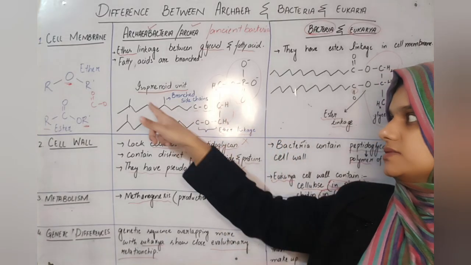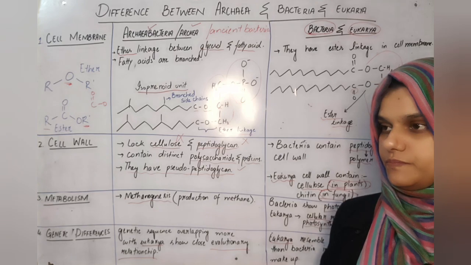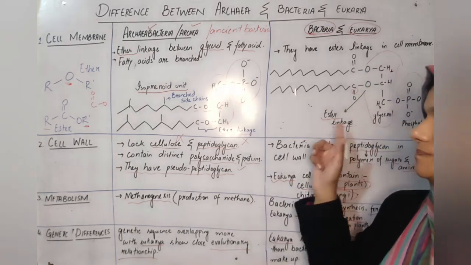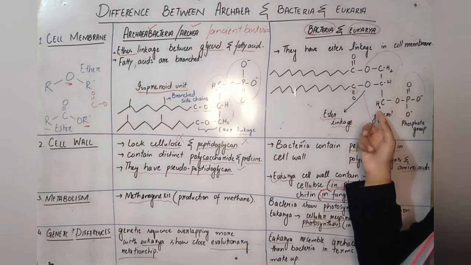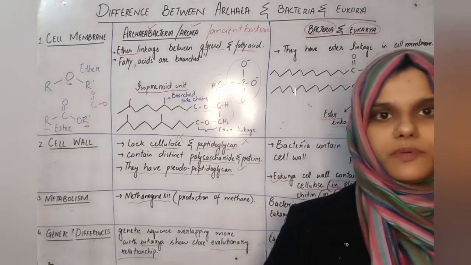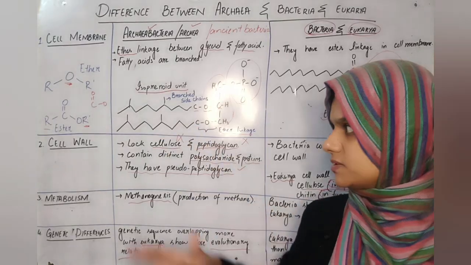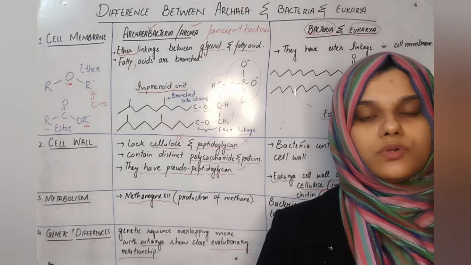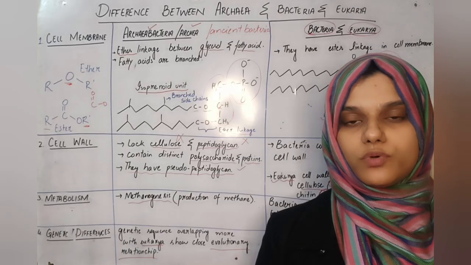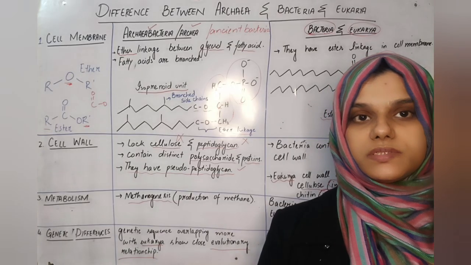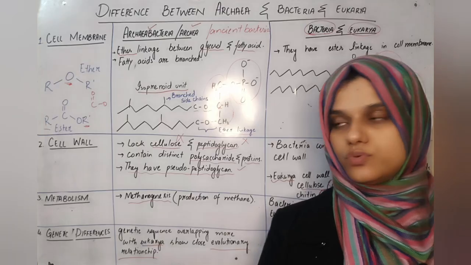The second reason is that they have branched fatty acids as compared to bacteria, which don't have branched fatty acids, and the branching of fatty acids makes the cell membrane more complex. Cell wall has no cellulose, no chitin, no peptidoglycan. They have distinct polysaccharides and amino acids, so we say that they have pseudopeptidoglycans.